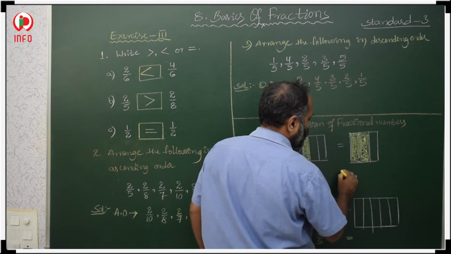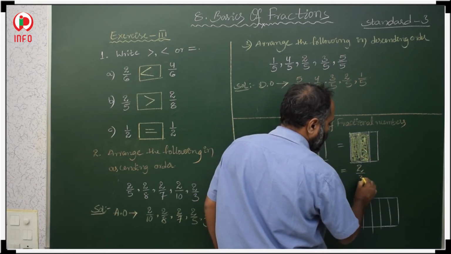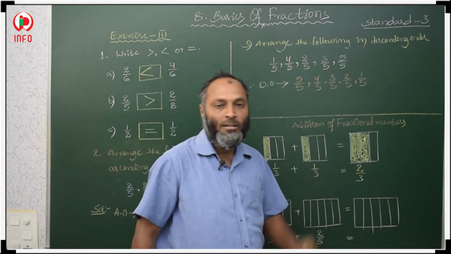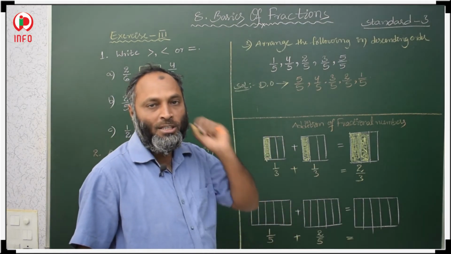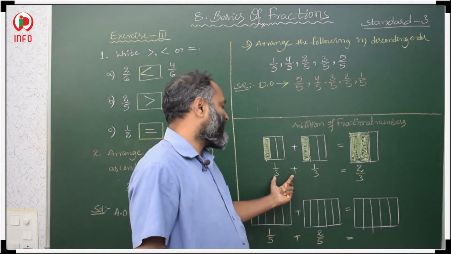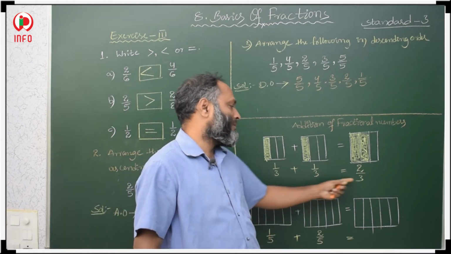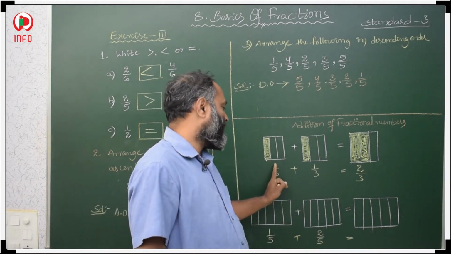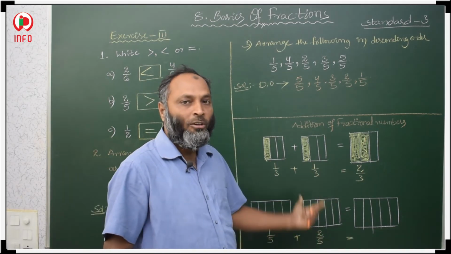1 by 3 plus 1 by 3 is 2 by 3. We take the denominator 3 one time, and we add 1 plus 1, which is 2. Okay, only the numerators we have to add. Don't add the denominators, 3 plus 3 is 6, no. Here 6 is not correct. Only add 1 plus 1 when the denominators are same.